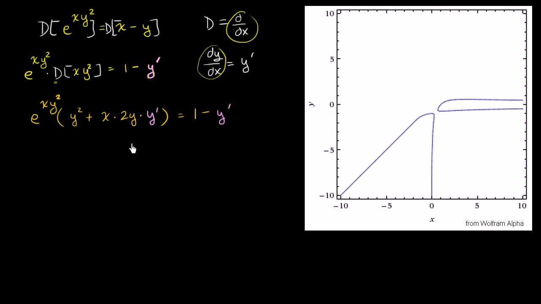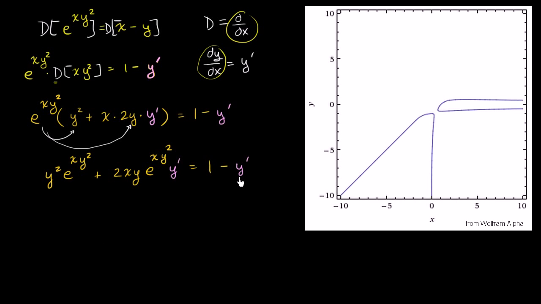And like we've been doing, we now have to just solve for y prime. So let's distribute this exponential, this e to the x y squared. And we get y squared times e to the x y squared. So that's that. Plus 2xy e to the x y squared y prime, the derivative of y with respect to x, is equal to 1 minus the derivative of y with respect to x.